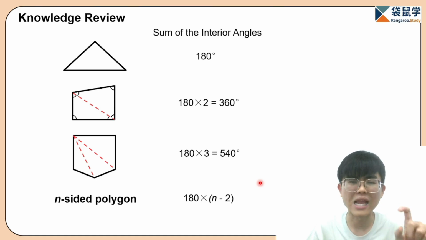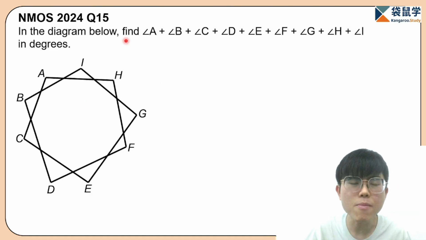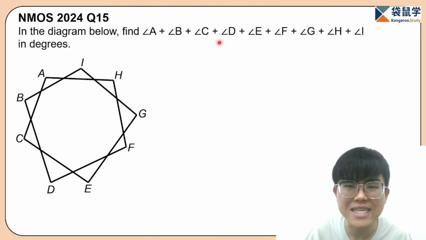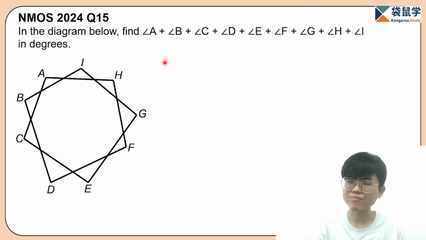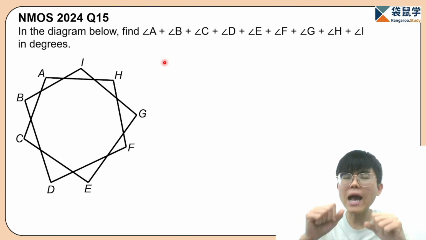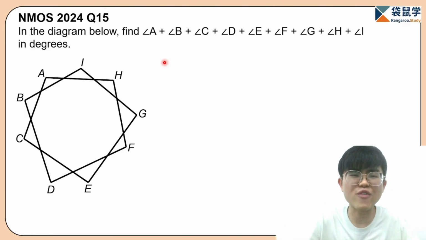Alright now everyone, let's go straight to our question. The question says, in the diagram below, find the angle A, B, C, D, E, F, G, H, I in degrees. Everyone, you see in this question, we are asked to find the angles in degrees, but we are not given any angle. How are we going to solve this question?